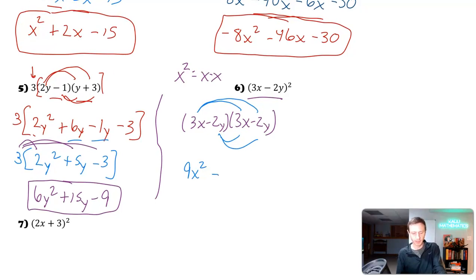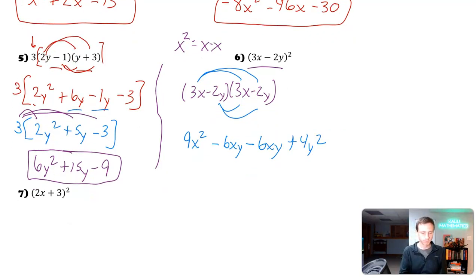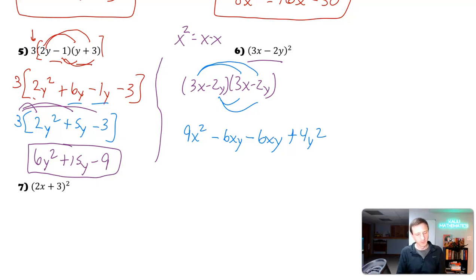3x times negative 2y is negative 6xy. Negative 2y times 3x is negative 6xy also, because y times x, those are not the same variable, so we just do x times y, which is xy. And then we have plus 4, 2 times 2 is 4, y times y is y squared. We do have some like terms that pop up in the middle there. Negative 6xy minus 6xy. So 9x squared minus 12xy plus 4y squared.